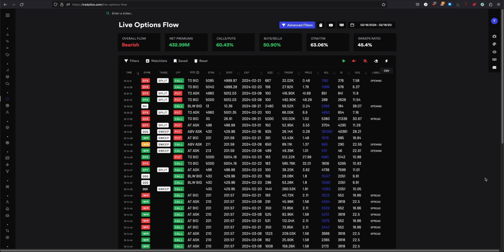So here's the main Flow page on Tradytics. And essentially this is like the hub. They have a lot of other tools we'll get to in a little bit, where they break out certain types of Flow that they think are important, in different ways that you can use. But you're always going to want to come back here and verify the validity of the Flow, because Flow can be a little tricky and misleading at times.